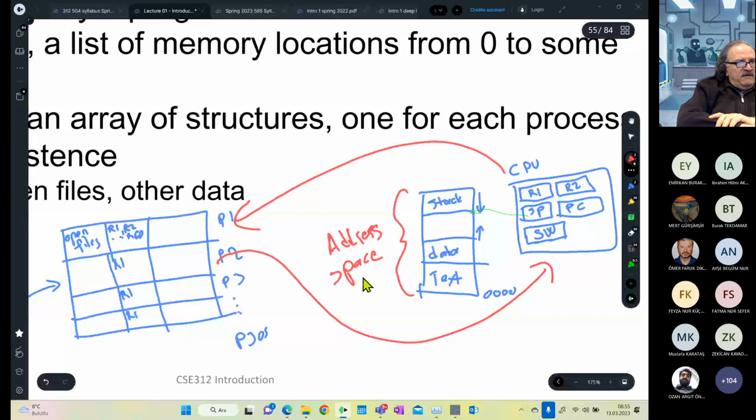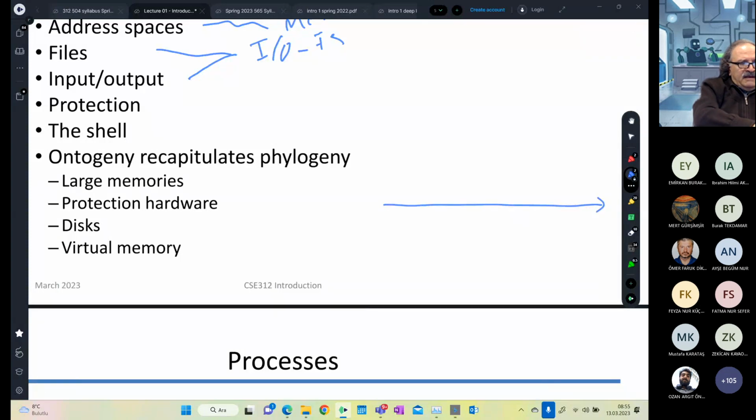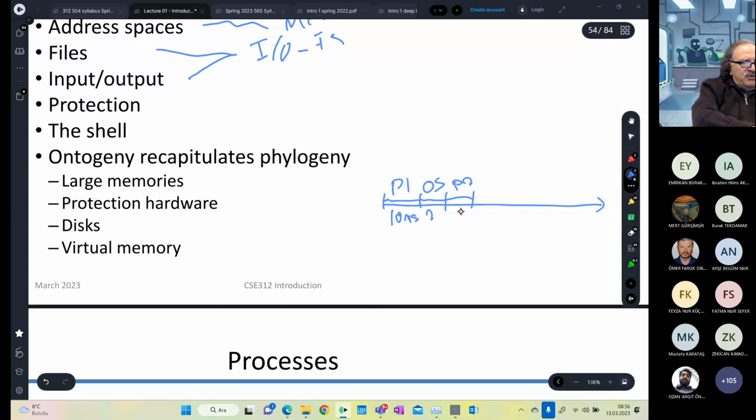If I go to the picture that I had drawn before, if this is my timeline, okay, and at this position, if this is process number 1, let's say it used the CPU for 10 milliseconds, then the operating system used the CPU for 2 milliseconds, then process 2 used the CPU for, let's say, 15 milliseconds, etc. Then in this part of the timeline, nobody uses the CPU, it is idle.